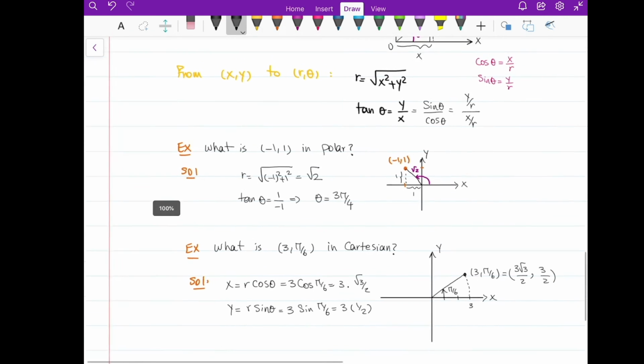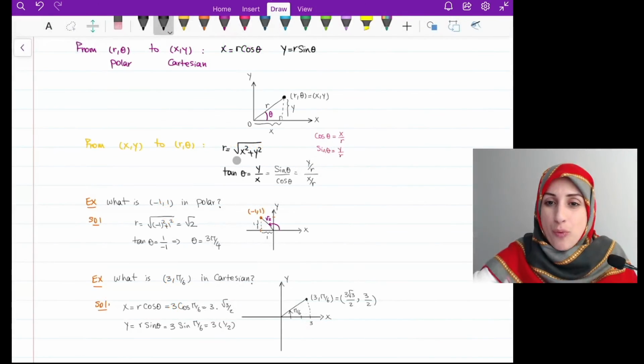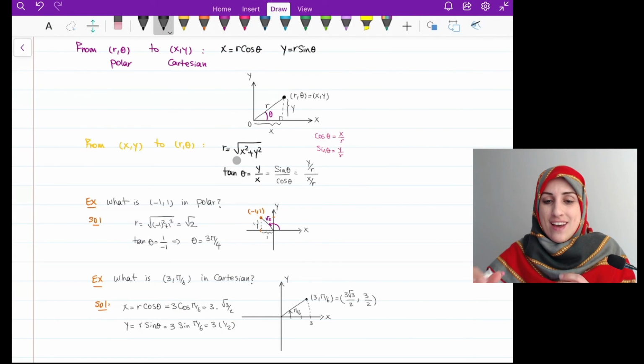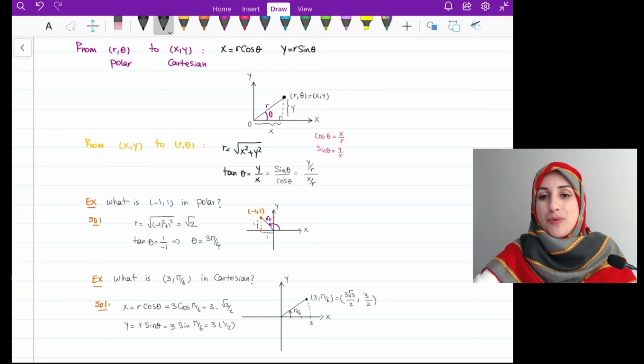Okay, so that's how we can translate polar to Cartesian and Cartesian to polar. So these four equations are very important for polar coordinates. And in the next video, we're going to see how to transform curves into polar coordinates.